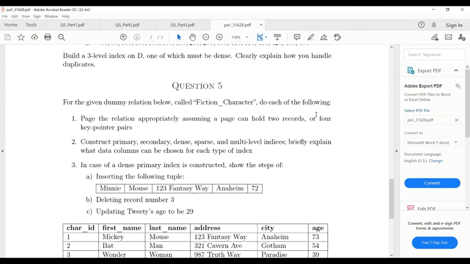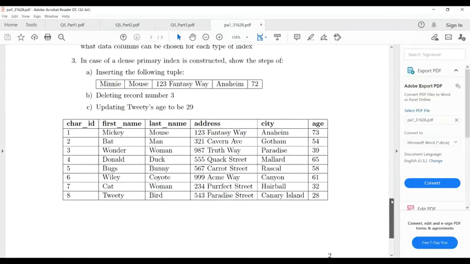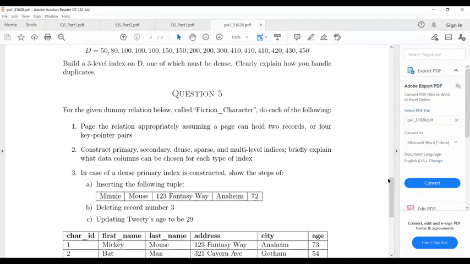Now, paging the relation means we need to map this table into pages. The question states that the page holds up to 2 records, and the page or the block while constructing the index can hold up to 4 key pointer pairs. So while mapping our table or our relation into pages on the hard disk, each page will hold normally 2 records. The 4 key pointer pairs means that each page per index, while constructing our index, will hold that many.